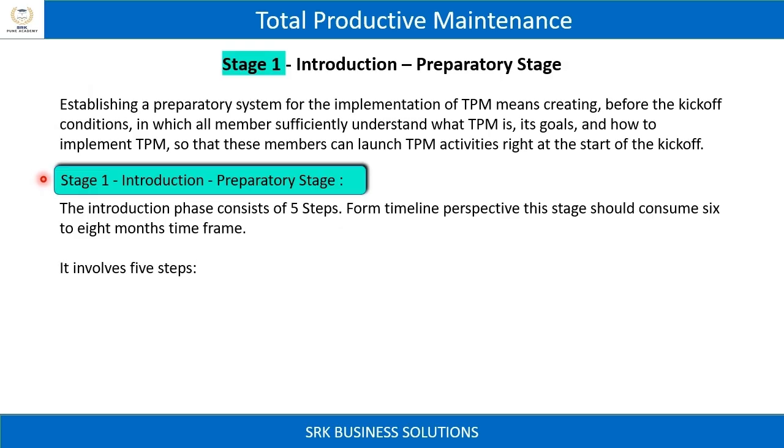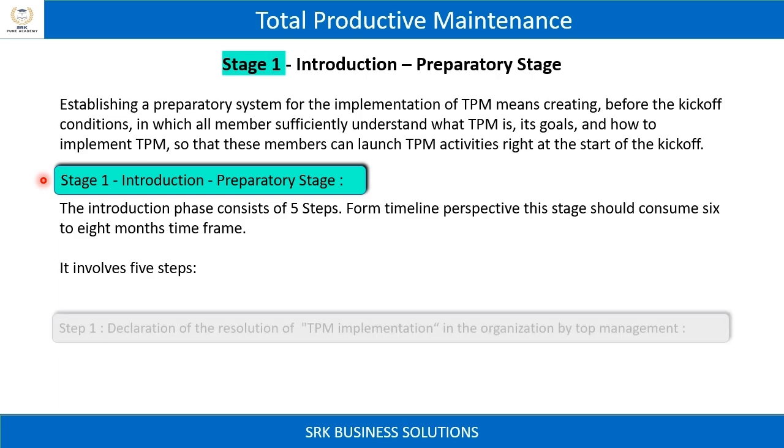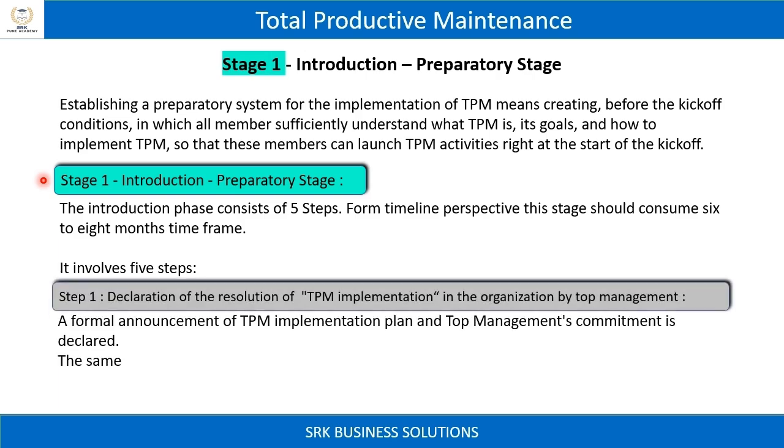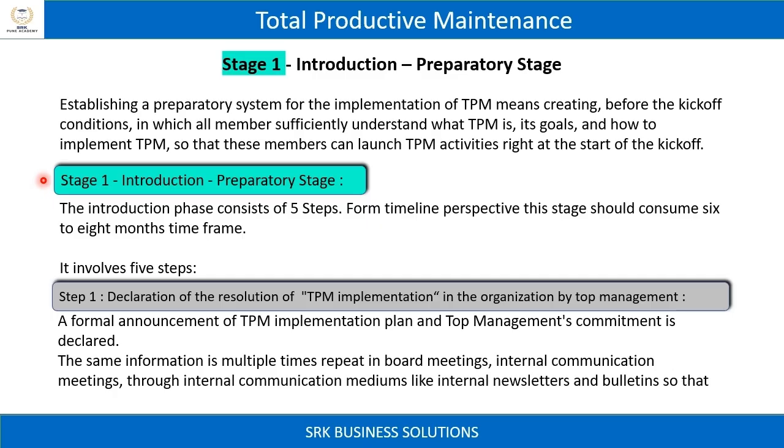Establishing a preparatory system for the implementation of TPM means creating, before the kick-off, conditions in which all members sufficiently understand what TPM is, its goals, and how to implement TPM. The introduction phase consists of 5 steps. From timeline perspective, this stage should consume 6 to 8 months time frame. It involves 5 steps. Step 1.